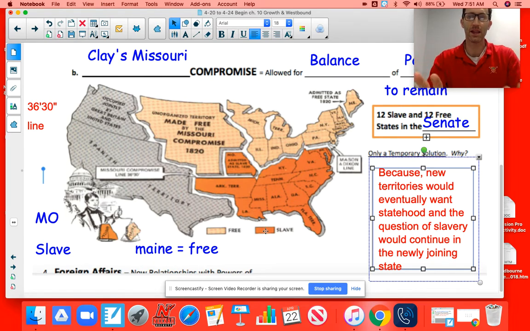That's the key for today on the Missouri Compromise. We needed a balance of power in government. If Missouri became a slave state, what would become free to balance it out? Well, that would be Maine. But then when the next state would become entered in the Union, would they or would they not have slavery? So it was temporary. All right, so there's that part.